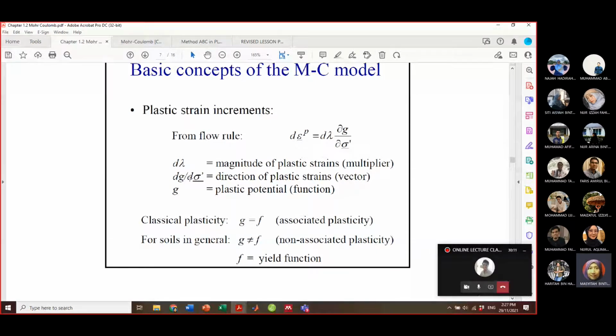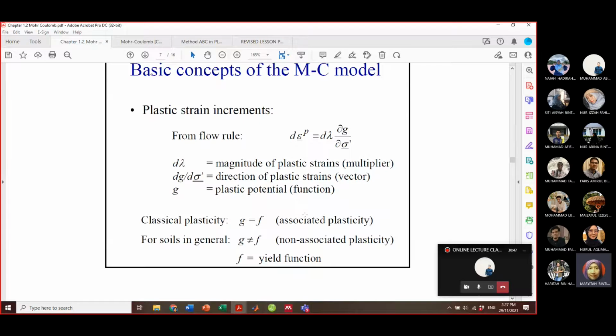So this is what it means for each symbol here. The delta sigma here is the direction of the plastic strain in the vector. The flow rule can be defined if you have a change subjected to the water pressure. For example, if you want to see the volumetric strain, and then you want to see whether it is an associated flow rule or a non-associated flow rule.